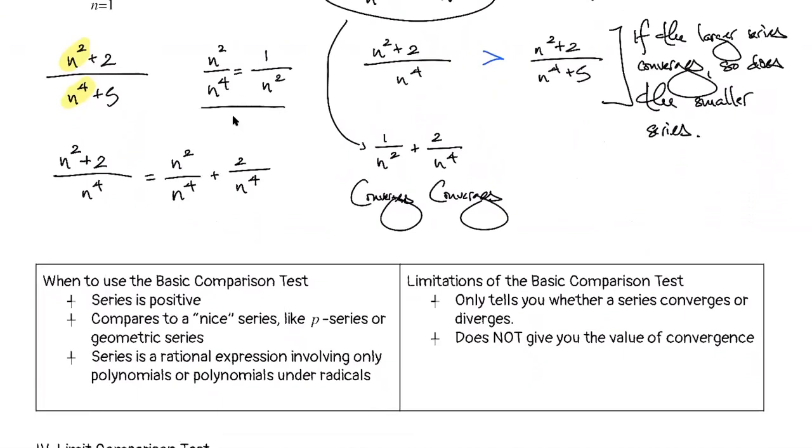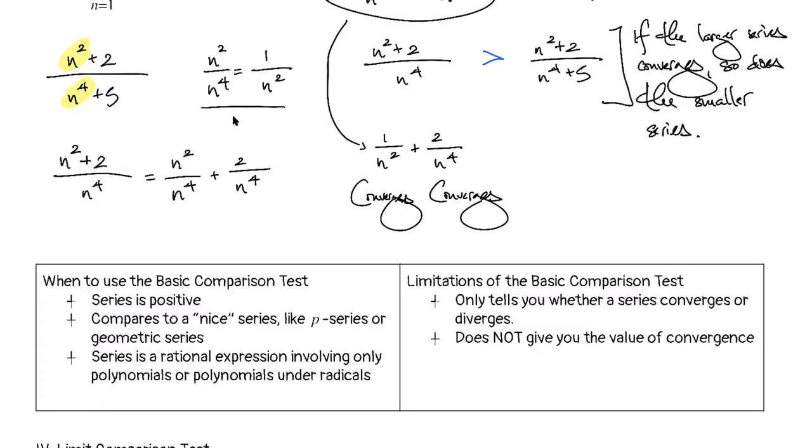So when to use the basic comparison test? If you have a series that is positive, great time to use the basic comparison test. Also, if it compares to a nice series, specifically if it looks like a p-series or it could be a geometric series. Those are sort of our go-to, okay? If you have a rational expression, meaning something over something else, that's probably a good time to use the basic comparison test, all right?